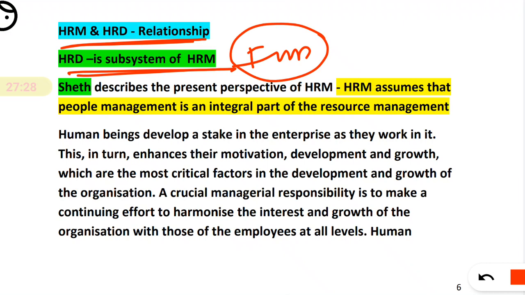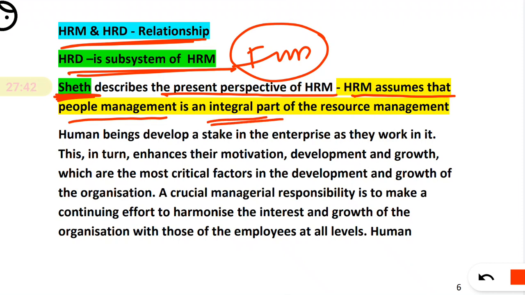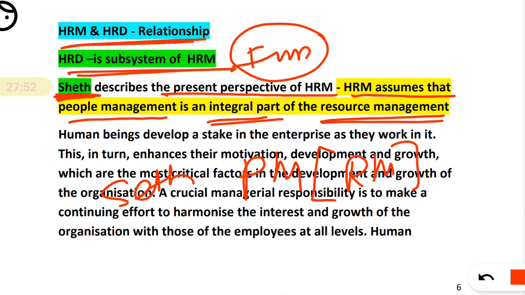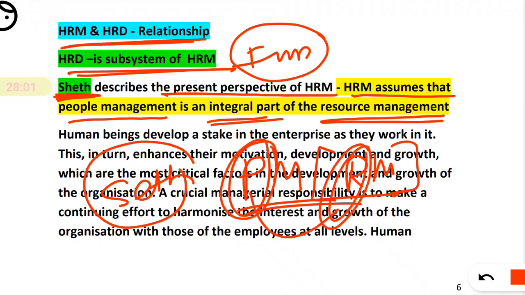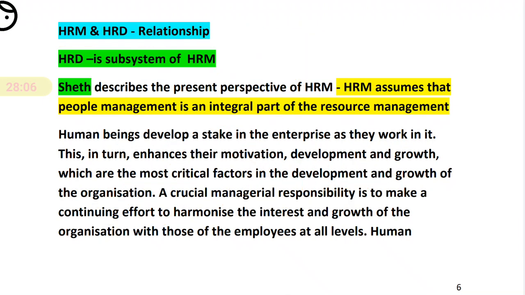The scientist Sheth described the present perspective of HRM. According to Sheth, HRM assumes that people management is an integral part of resource management. So people management is the integral part of what? Resource management. That means according to Sheth, the people working in the organization are nothing but resources. That part also you have to remember. What is the opinion of Sheth?